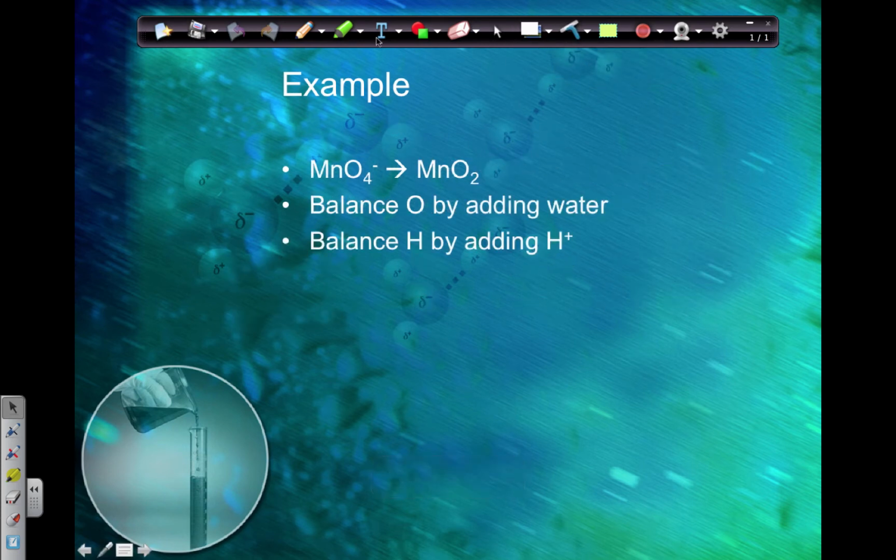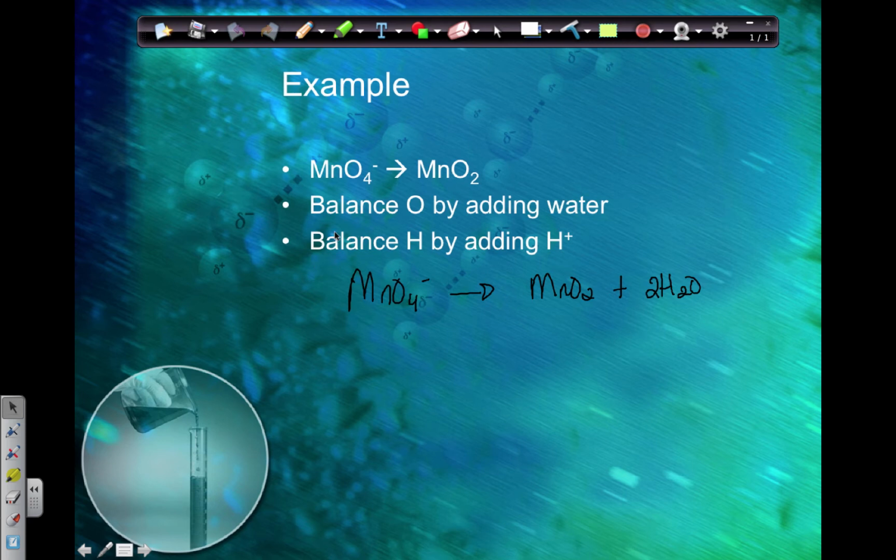All right, so let's look at this one first. I don't have any extra elements in here. The manganese balance each other. So now I just need to worry about the oxygens because right now I've got 4 on this side and 2 on this side. So the first thing I'm going to do is add water to balance out the O's. I've got 4 oxygens here and 2 on this side, so I need 2 more oxygens here. Each water is 1 oxygen, so I'm going to add 2 waters.